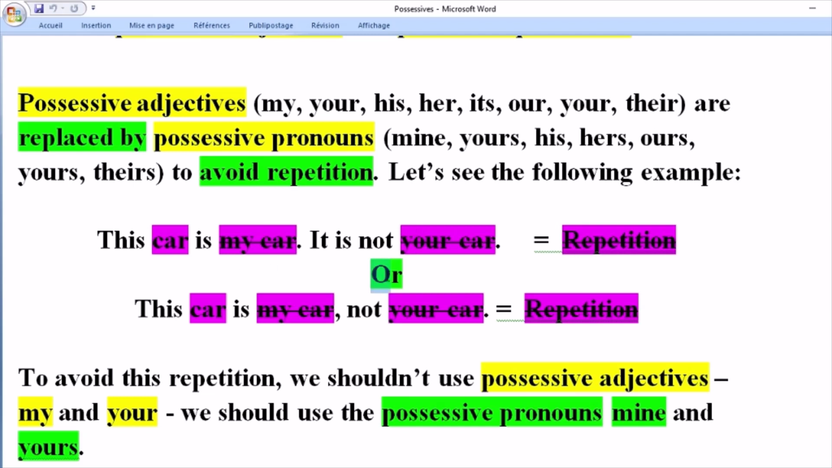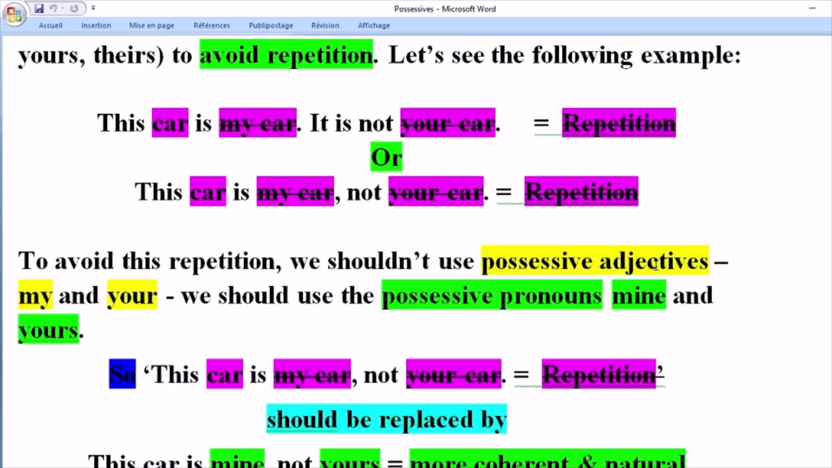You can have another sentence. This car is my car, not your car. Again, we have got here repetition, my car, your car. So here it's repeated. How many times? 3 times. So another 2 times the term car is repeated. And we have got here my, your. So that's why we need possessive pronouns.